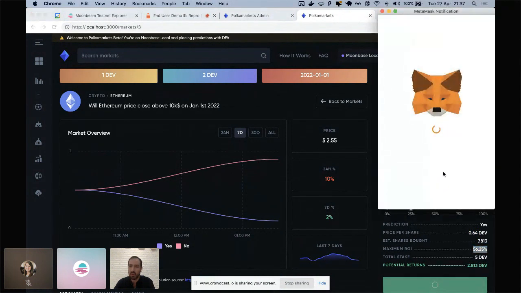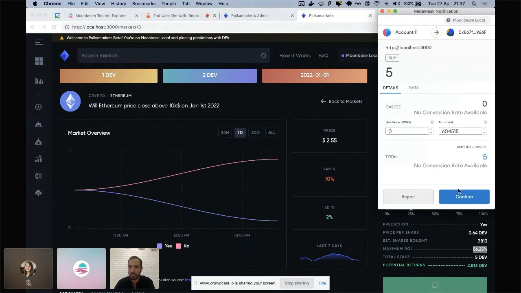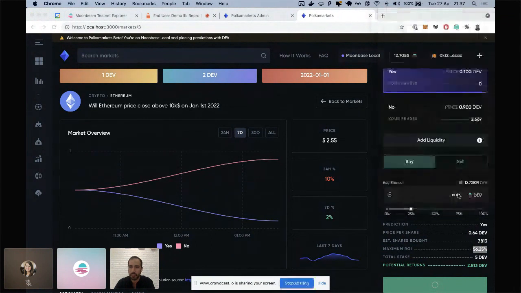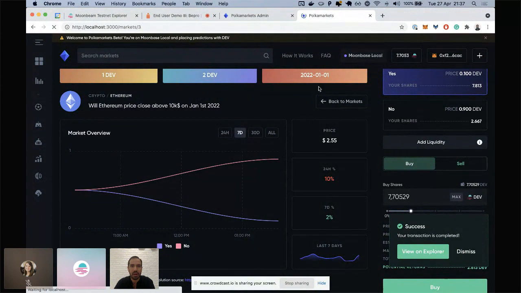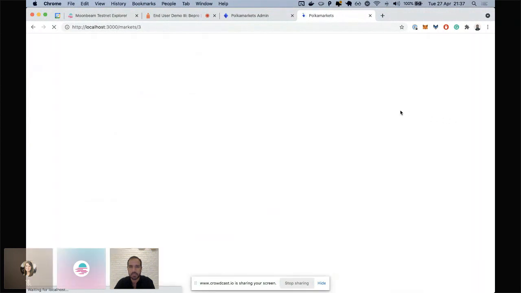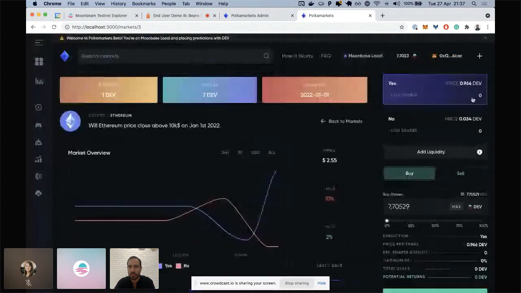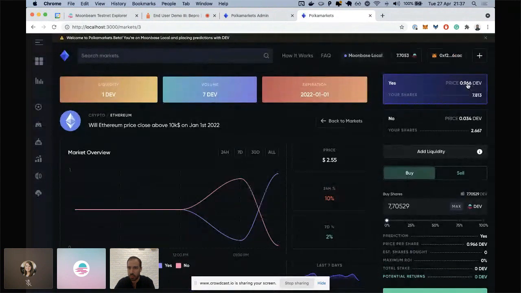We're doing our transaction. Let's confirm. We just placed our transaction. We can see that our balance is updated, and if we refresh the website, we see that we actually placed a heavy prediction, and now the chart is leaning heavily towards yes.